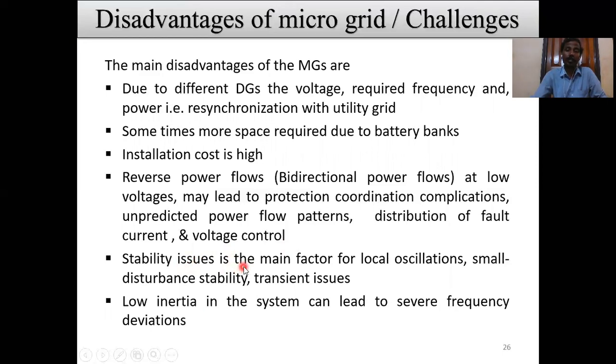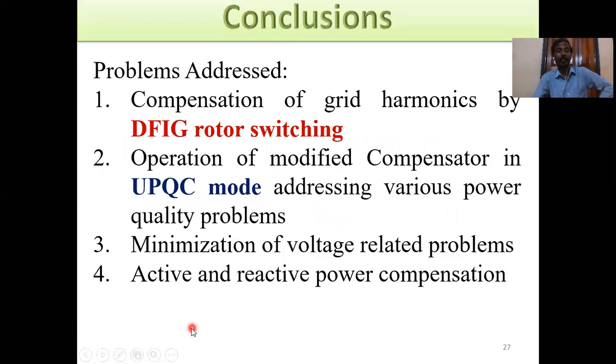Stability issues are the main factor for local oscillation, small disturbance stability, and transient issues. And this is an important disadvantage: low inertia in the system can lead to severe frequency deviations.